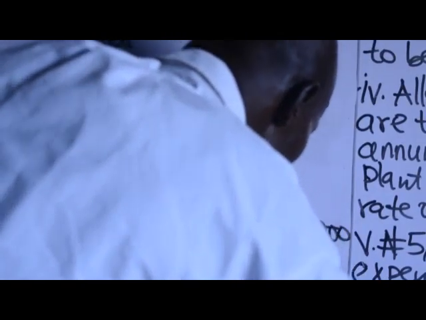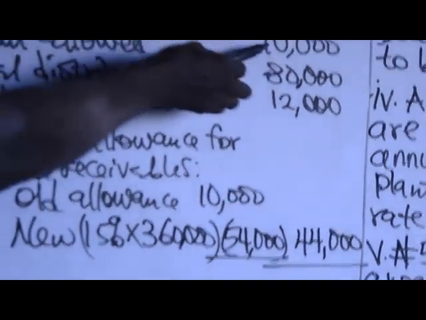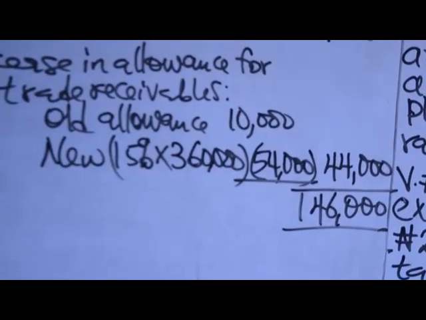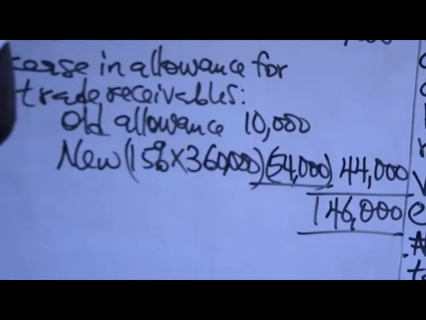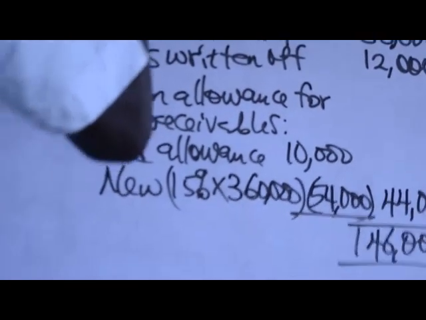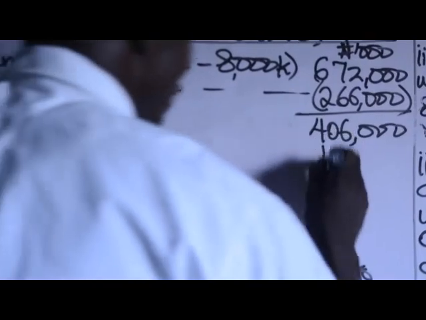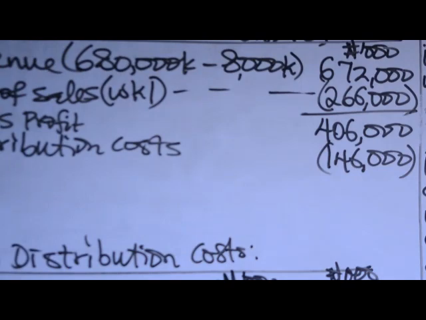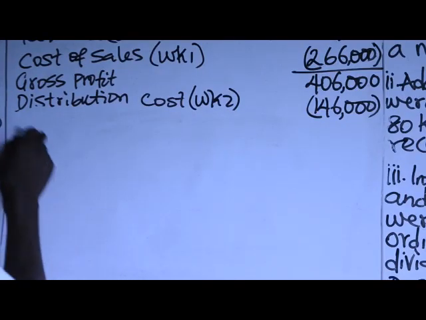So when you sum it up, your distribution cost, 10,000 plus 80,000, that is 90,000. 90,000 plus 12,000 plus 44,000, then you have 146,000. So our distribution cost is 146,000 naira. The next item is administrative expenses.